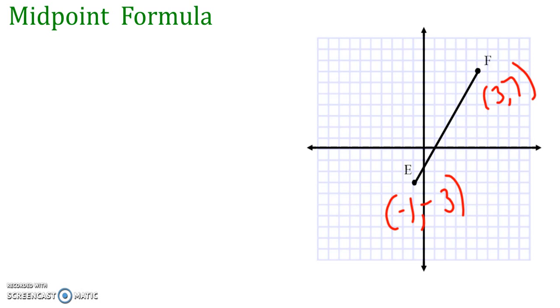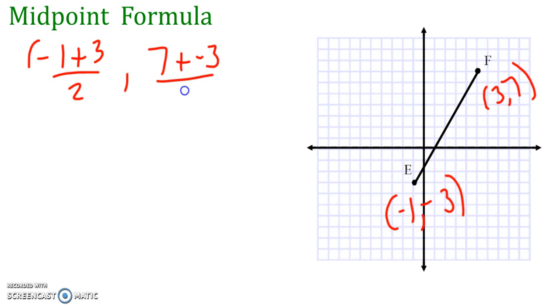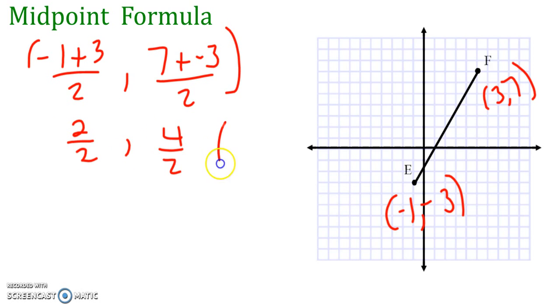But how do I average them? I average my x's first, so I'm going to take -1 plus 3, and I'm going to divide by 2. And I'm going to take my y's, which are 7 plus -3 divided by 2, and then I'm going to do it. So 3 plus -1 is 2 over 2, and 7 plus -3 is 4 over 2. So my midpoint ends up being (1, 2), which we realize looked good, but we don't know if that's exact unless we calculate the math.